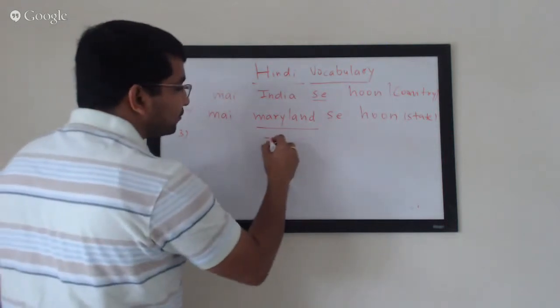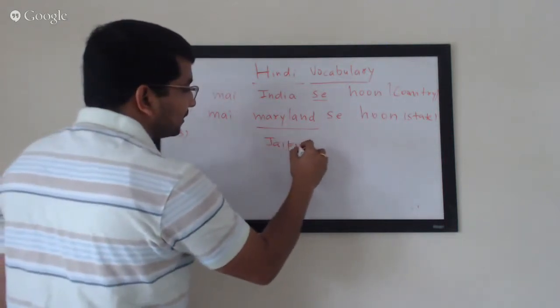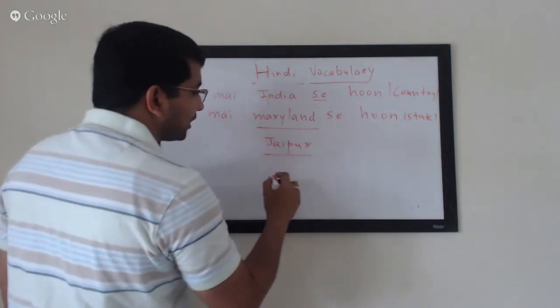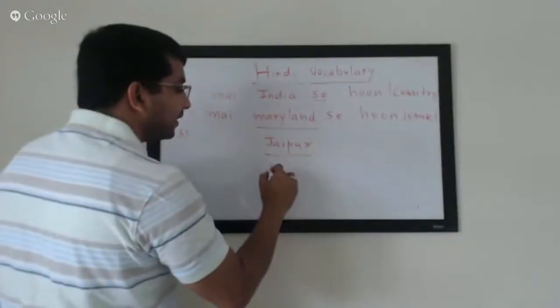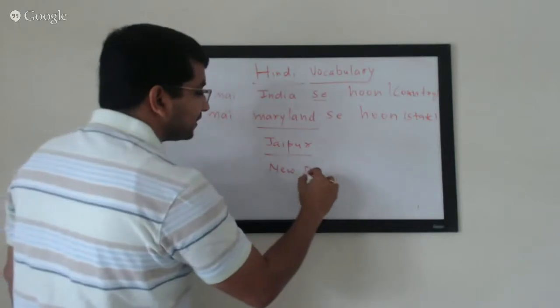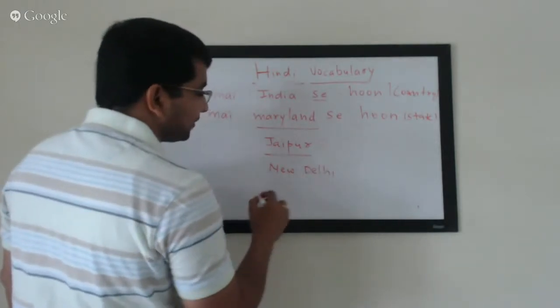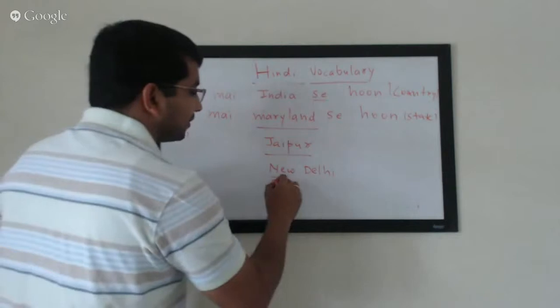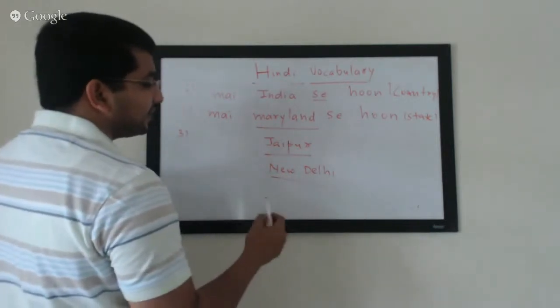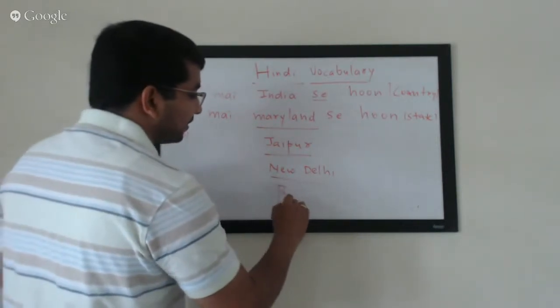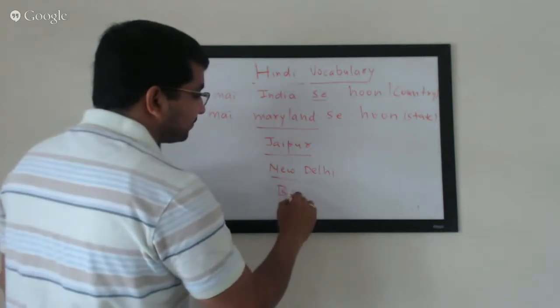Now, the same response can be for the city as well. मैं जयपुर से हूँ. Jaipur is a city, right? Or the same response can be for a metropolitan city as well. मैं New Delhi से हूँ. Or the same response can be for another city as well. Let's say Brasilia, a city within Brazil, right?